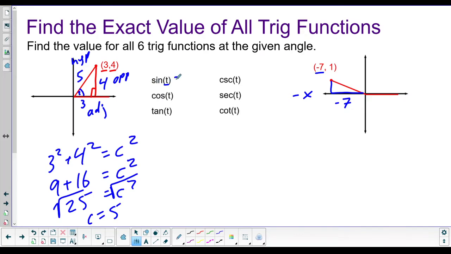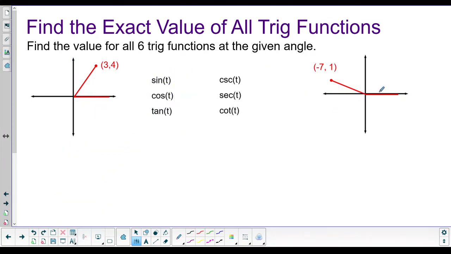So sine is opposite over hypotenuse, so 4 over 5. Cosine is adjacent over hypotenuse. And tangent is opposite over adjacent. Cosecant, secant, and cotangent are just the reciprocals of the 3 trig functions that we use more often. So we're just going to take these and flip them upside down. So it'd be 5 over 4, 5 over 3, and 3 over 4.